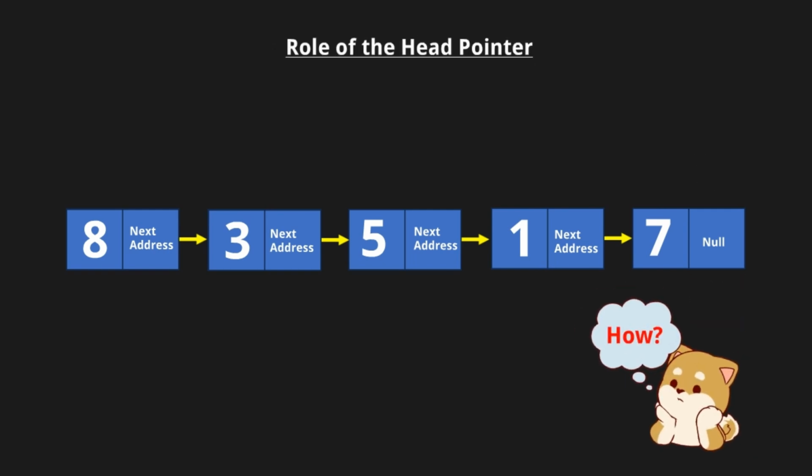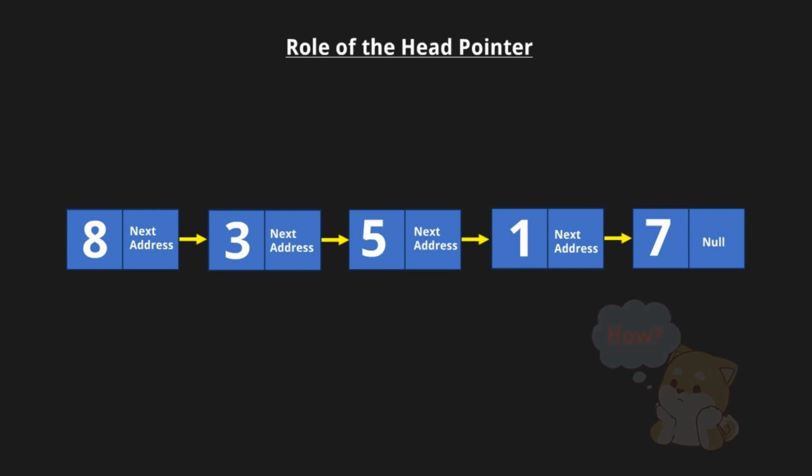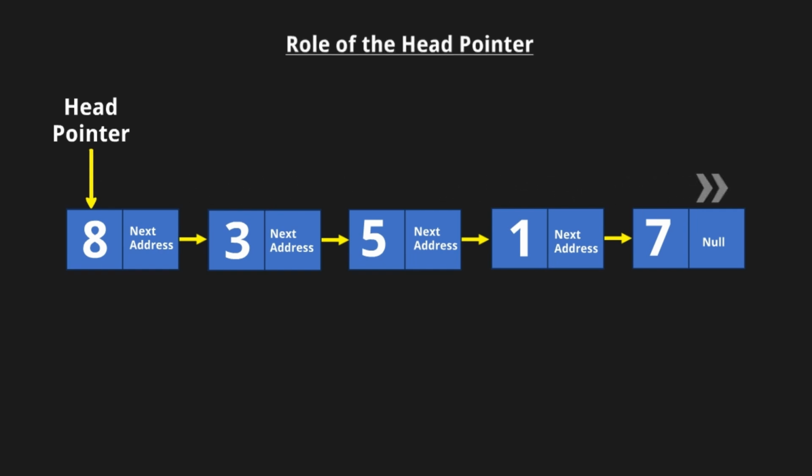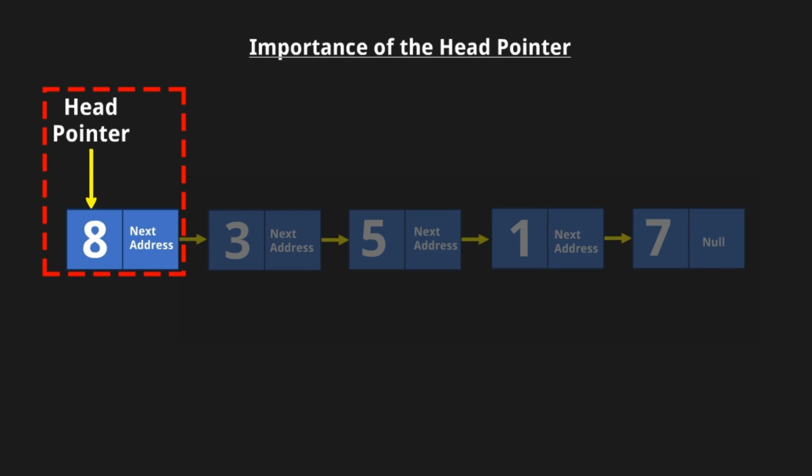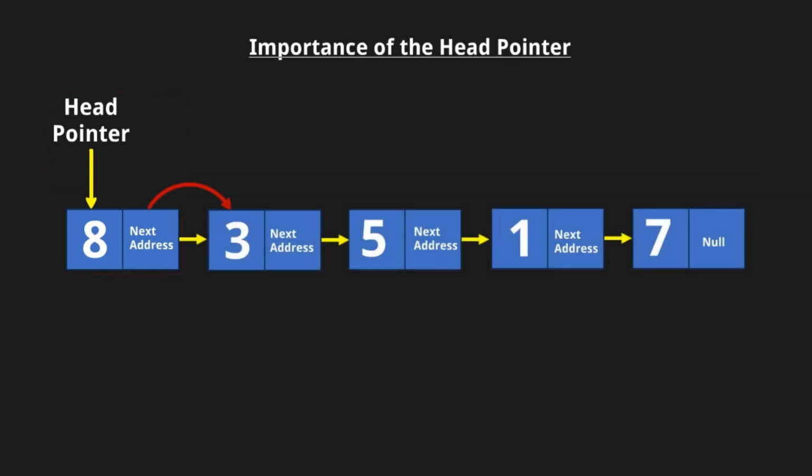Now, how do we access the linked list in the first place? That's where the head pointer comes in. The head pointer is a special reference that points to the head node, allowing us to start traversing the list. Without this head pointer, we would have no way of accessing the list, since we can only navigate forward one step at a time. The head pointer is your guide. It always knows where the linked list begins.